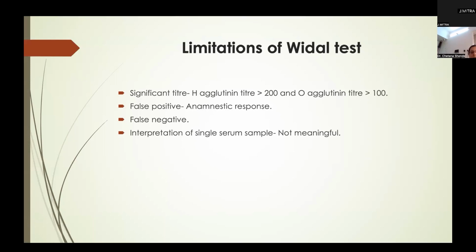serum. And even if the patient is on antibiotics or in the early stages of disease, we can get a false negative Vidal. So interpretation on a single serum sample is not at all meaningful in case of Vidal test. So we have to collect paired blood sera, and a fourfold rise in the second serum sample is usually meaningful in case of Vidal test.